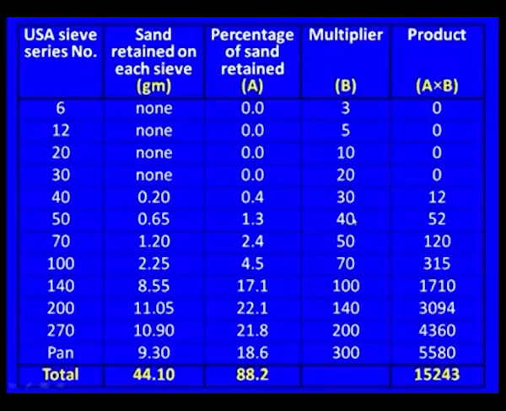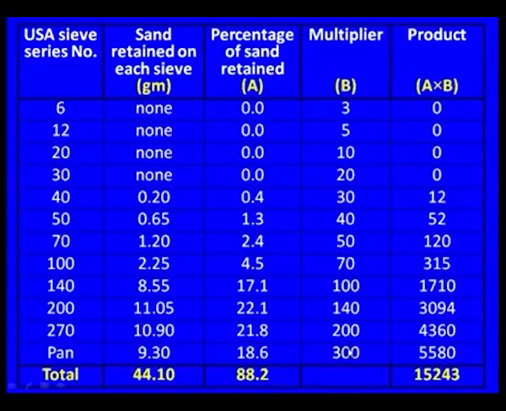For the sieve with number 40, the multiplication factor is 30. For the sieve with number 50, the multiplication factor is 40, and for the sieve 70, the multiplication factor is 50. For the sieve 100, the multiplication factor is 70. For 140 sieve, the multiplication factor is 100. For 200 sieve, the multiplication factor is 140. For 270 sieve, the multiplication factor is 200, and for the pan, the multiplication factor is 300.